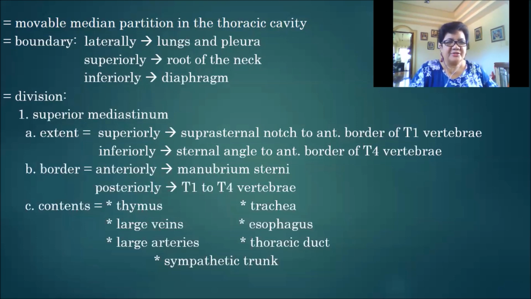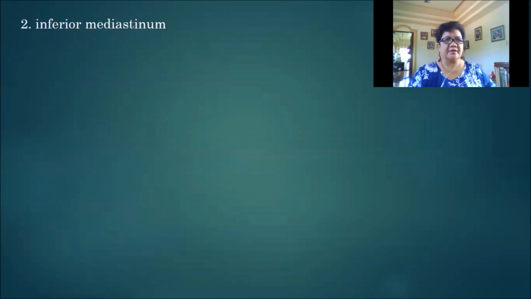Then you have the large veins, which are your inferior and superior vena cava, and also the brachiocephalic veins. Then you have the large arteries, which are basically the ascending aorta and the arch of the aorta. Then you have the trachea, the esophagus, the thoracic duct, and the sympathetic trunk.